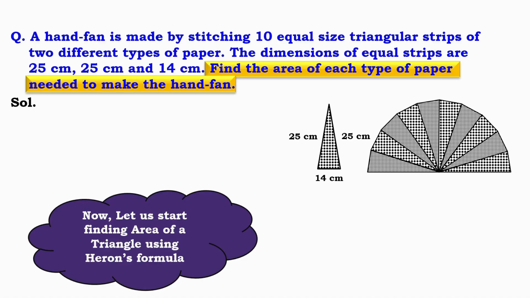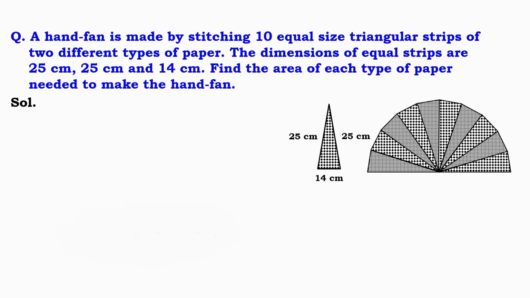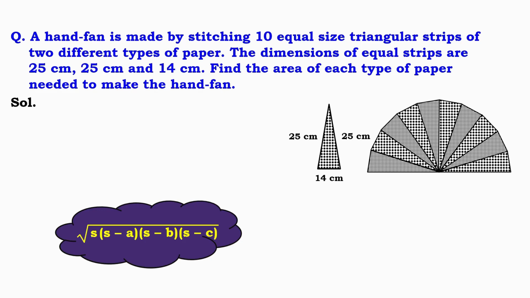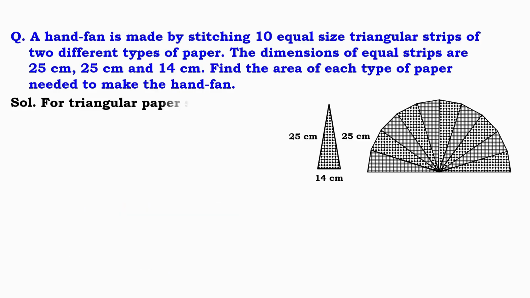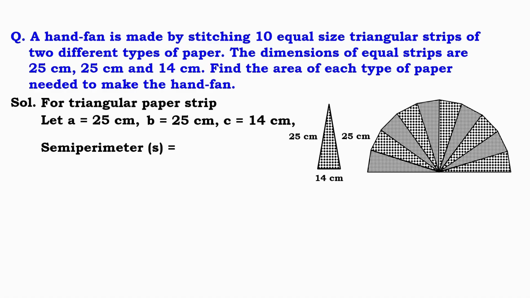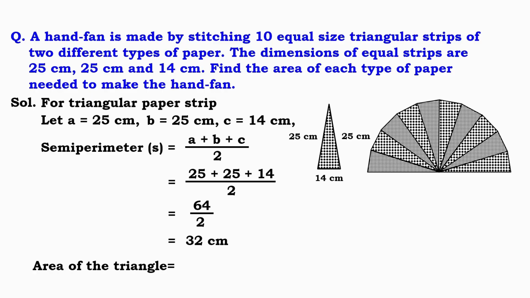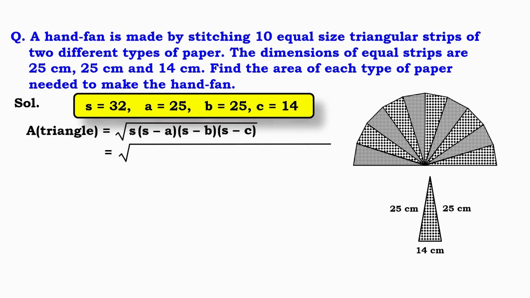Now let us start finding area of a triangle using Heron's formula. So we know that Heron's formula is square root of s into s minus a into s minus b into s minus c. So for triangular paper strip, let a equal to 25, b equal to 25 and c equal to 14 centimeter. So the semi-perimeter will be a plus b plus c by 2. Now let's find the value of it, which is 32 centimeter. So now the area of the triangle will be s into s minus a into s minus b into s minus c. Let's put the values over here now.